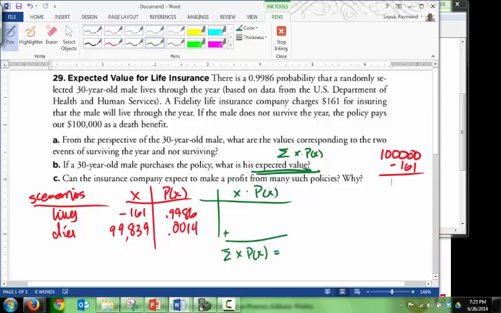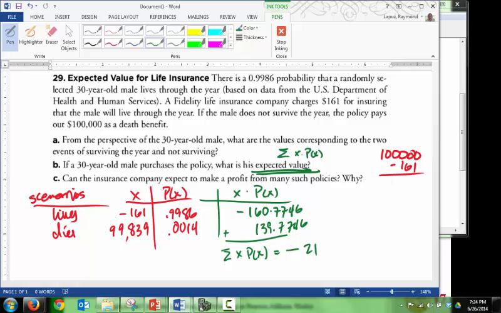So what is the first one? Negative. Make sure there's a negative. So 161 times 0.9986, that's about 160.77, and then 99,839 times 0.0014. So if I were to add them, actually subtract them, right, because one of them is a negative, it looks like 160 is larger, so my final answer here is going to be a negative. What should this be? So his expected value is a loss of $21.